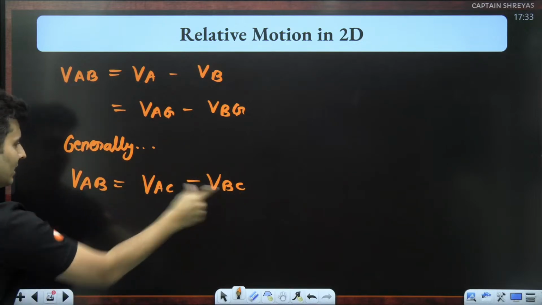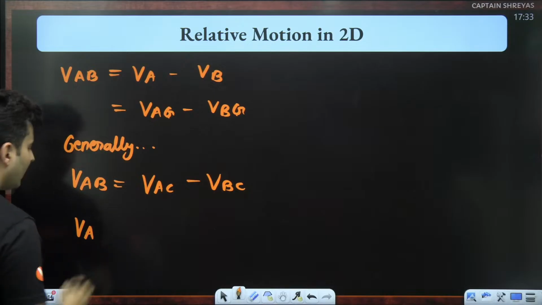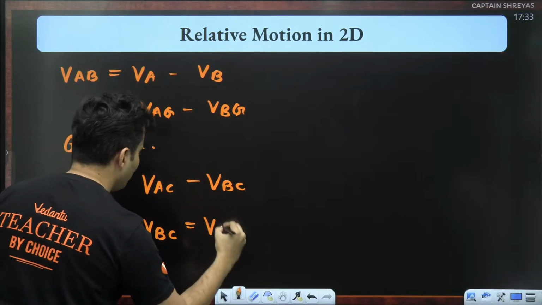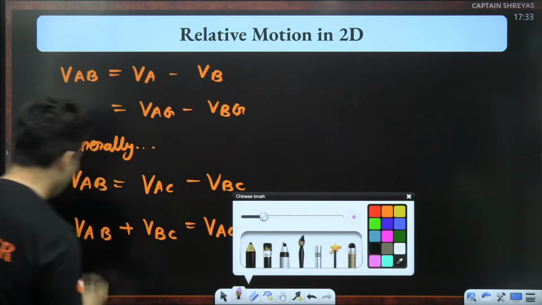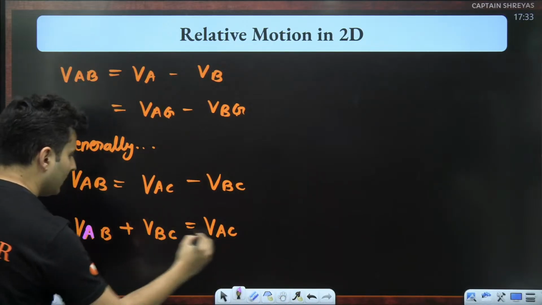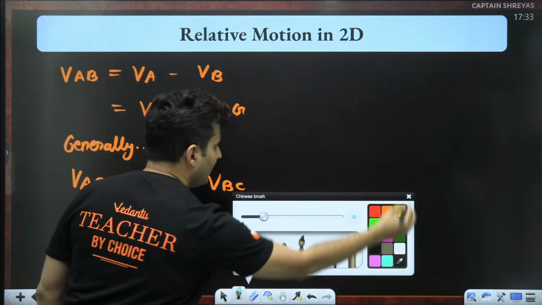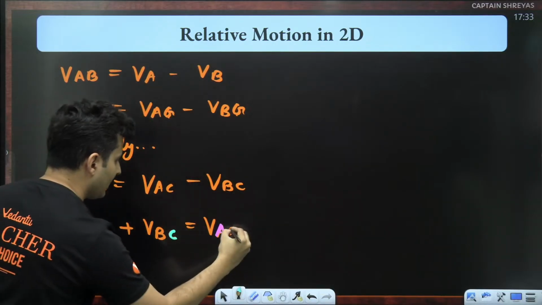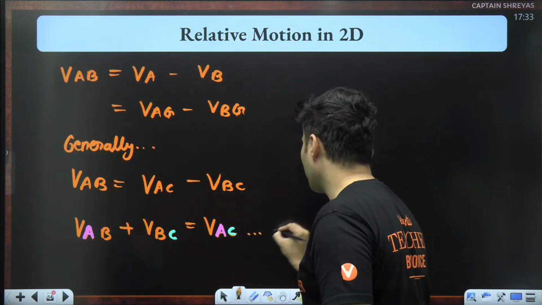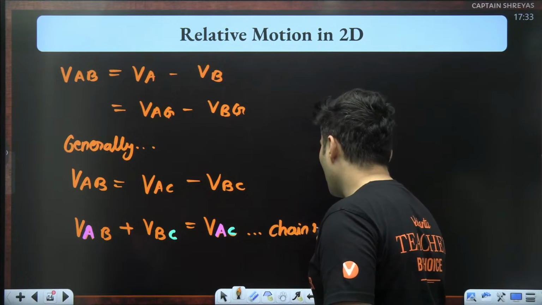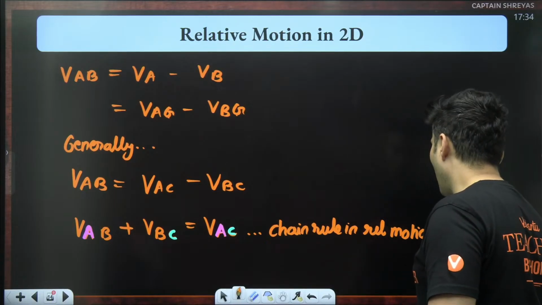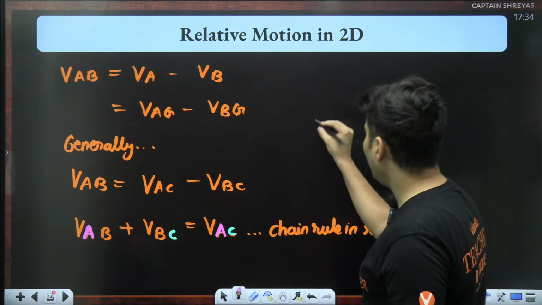Let's rearrange it. So it will become VAB plus VBC is equal to VAC. This is a very interesting thing. Look at this. This is A, A is also over here, and then it ends with C. C is also over here. This tells me this is like the chain rule in relative motion, my dear students. Observe this carefully. You start with some variable.